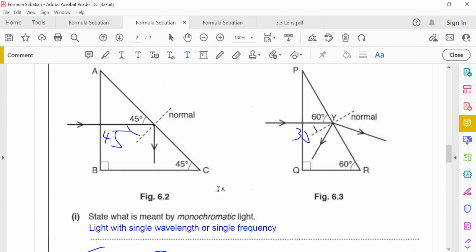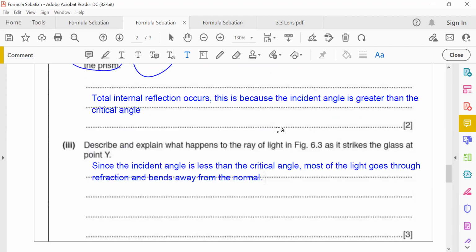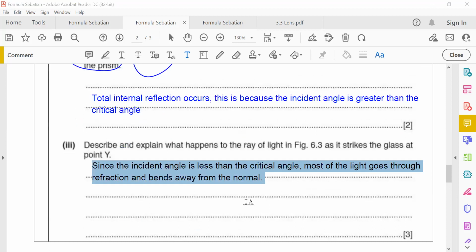I'll check on this and then let you guys know. But to my understanding, it's not supposed to go through reflection because maybe this is just normal reflection. This is total internal reflection. Anyways, I'll get back to you guys on this one. Let's copy this now. Since the angle is less than the critical angle, most of the light goes through refraction and bends away from the normal. Okay.